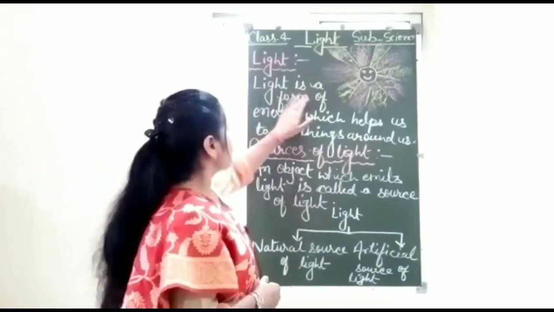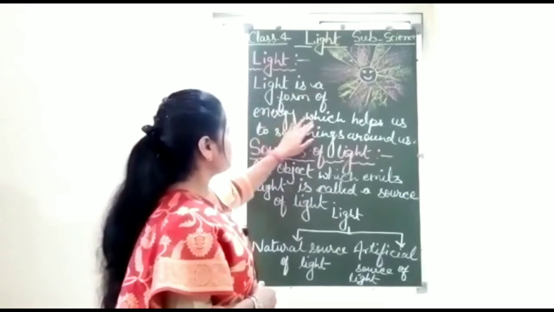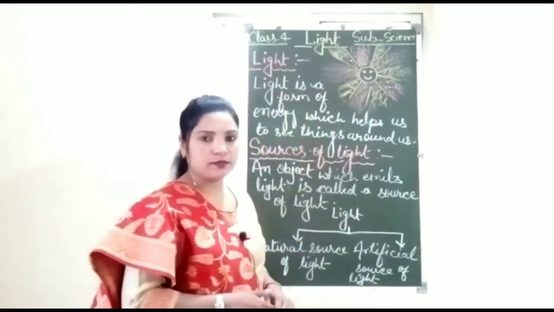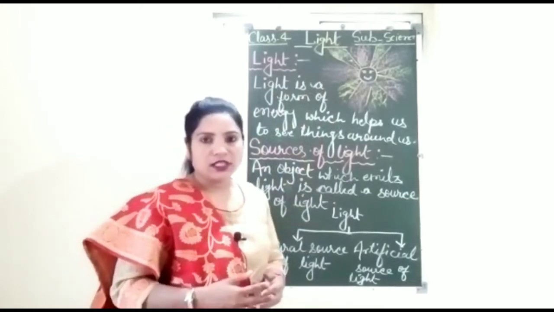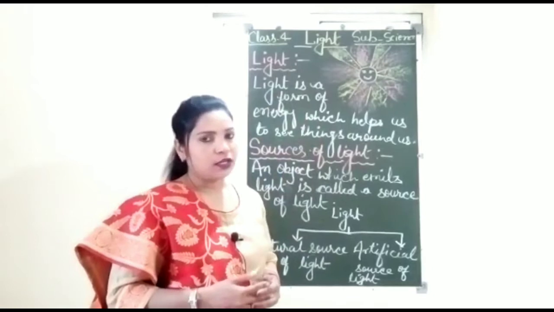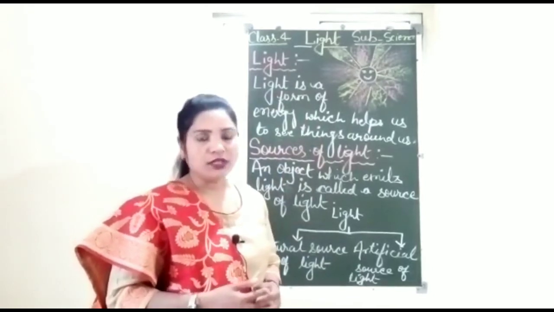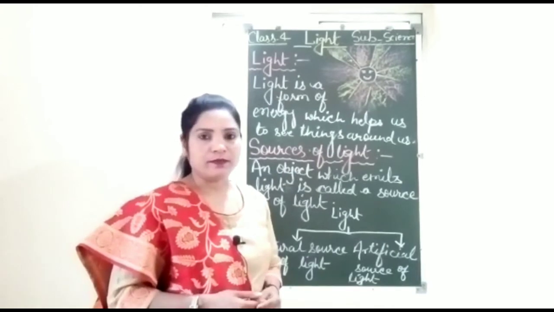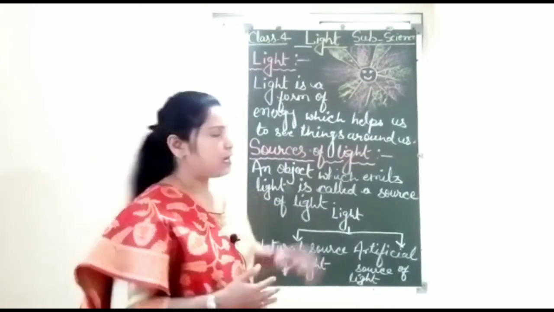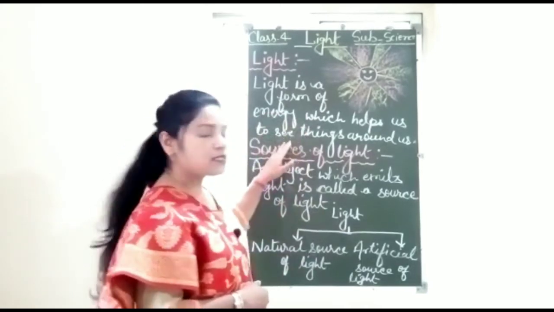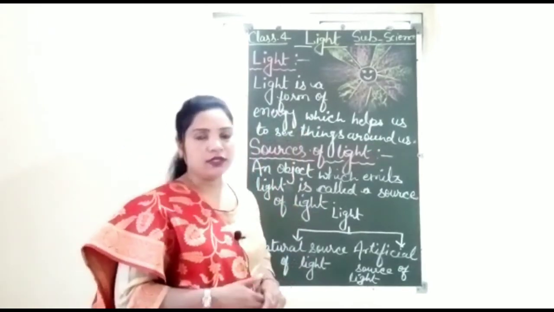Light is a form of energy which helps us to see things around us. We know we see things through our eyes, but our eyes cannot see the things without light. So light is very important for visibility. So light is a form of energy which helps us to see things around us.